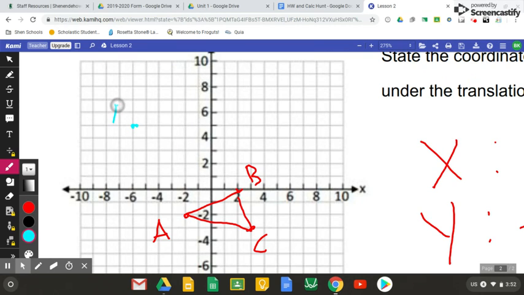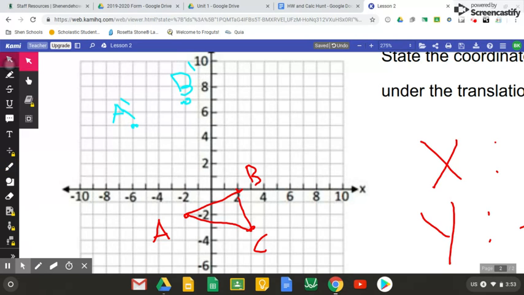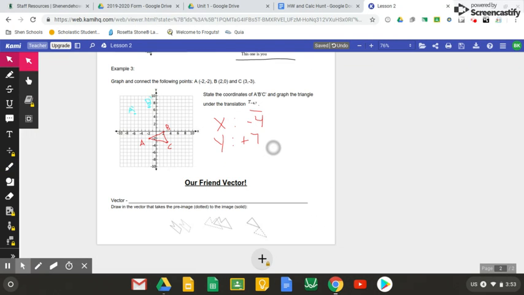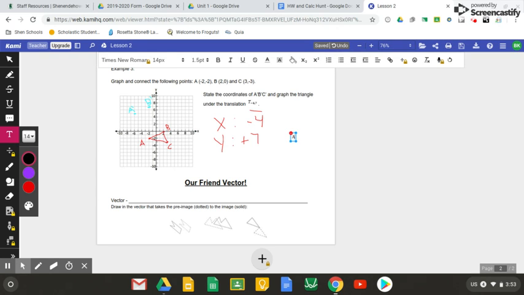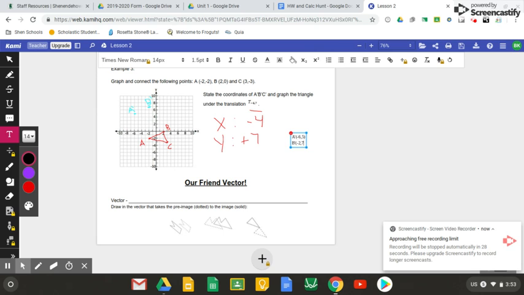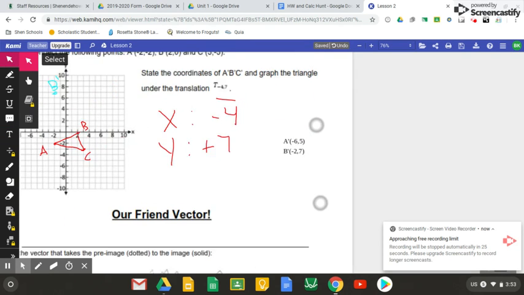And here's A prime. B, same thing. Left 1, 2, 3, 4. Up 1, 2, 3, 4, 5, 6, 7. And the same thing for C. But you're going to go and do C on your own. Then what we need to do is state our coordinates. So we got A prime. Well, A prime is now -6, 5. B prime is at -2, 7. And you have to do C prime. So you'll figure out what C prime is.